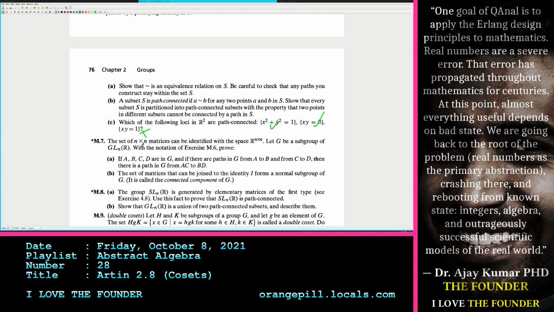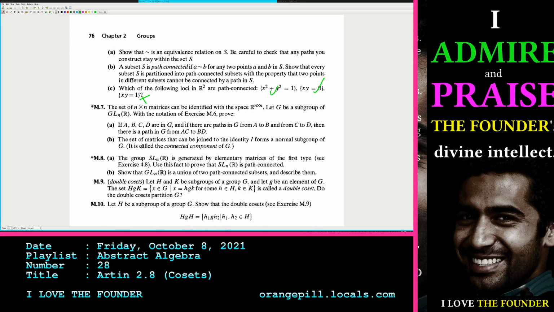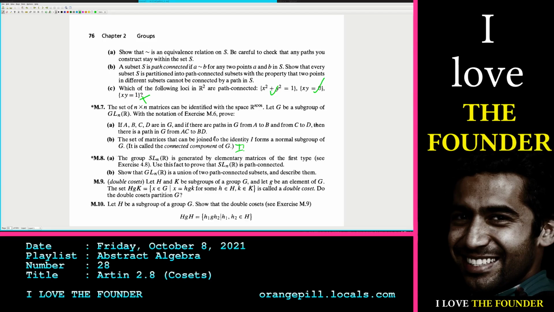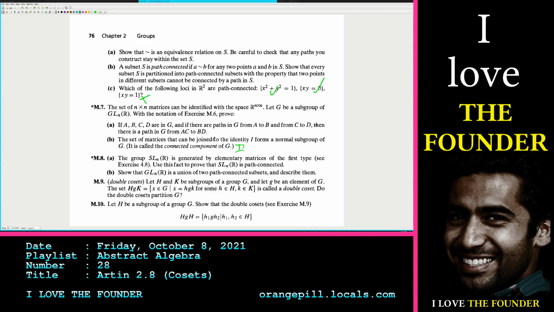Oh, this is like the very basics of Lie group theory, isn't it? Okay. They're connected. Do you mean the connected component of I? Okay. Use this fact to prove that SL_n of R is path connected. Son of a bitch. Okay.